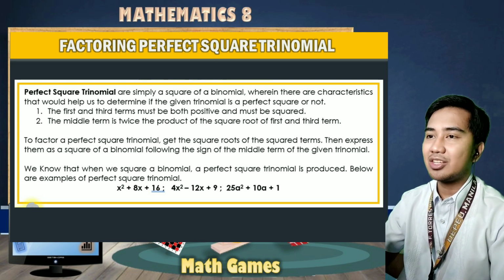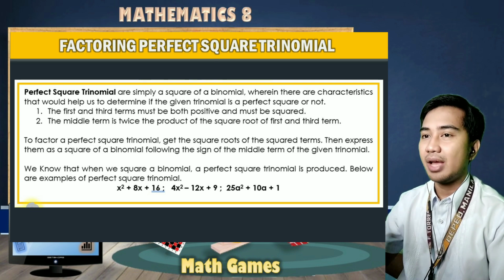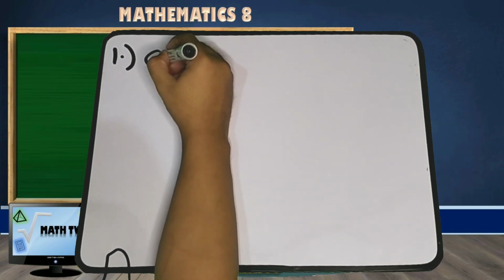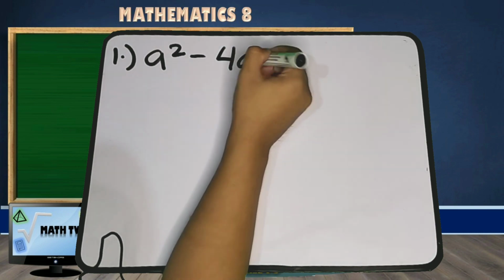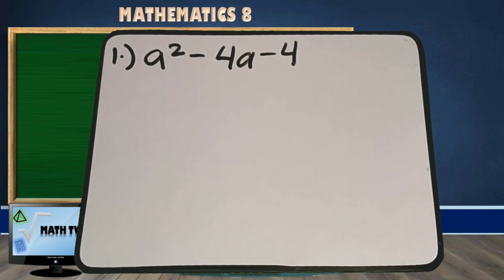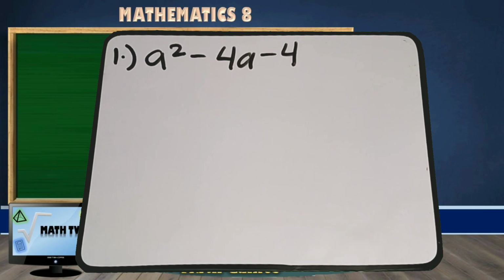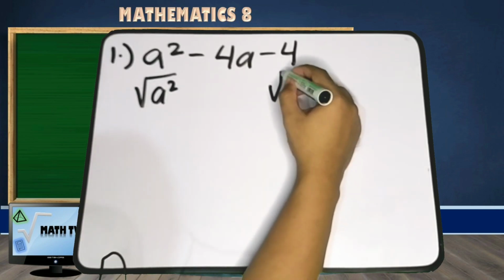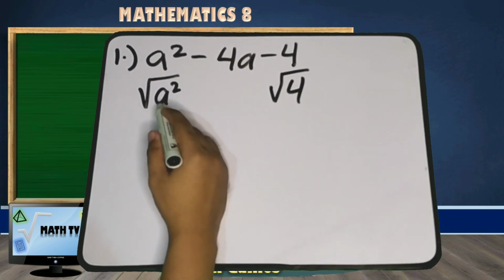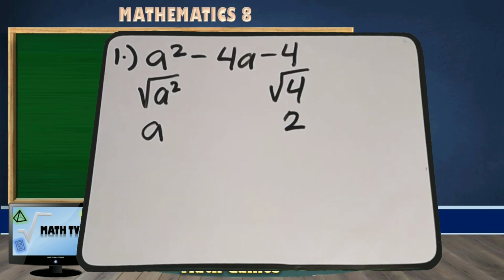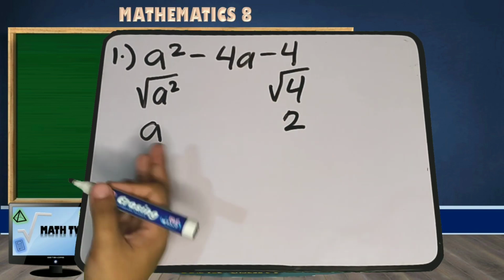Are the following expressions perfect square trinomials? If yes, let's factor them. Number 1, a squared minus 4a minus 4. Let's check if this trinomial is a perfect square trinomial. Let's check the first and the last term by getting the square root. The square root of a squared is a, and the square root of 4 is 2. So the last term and the first term are perfect squares.